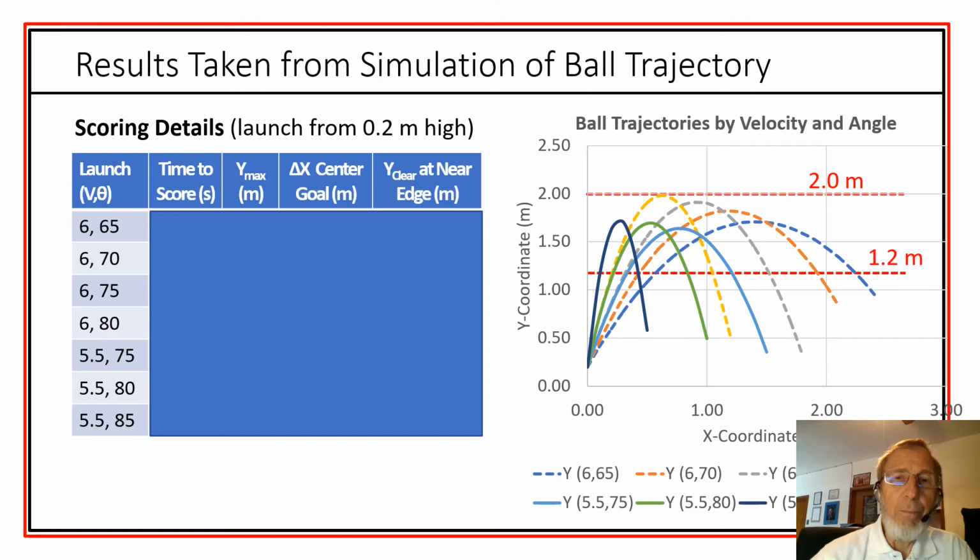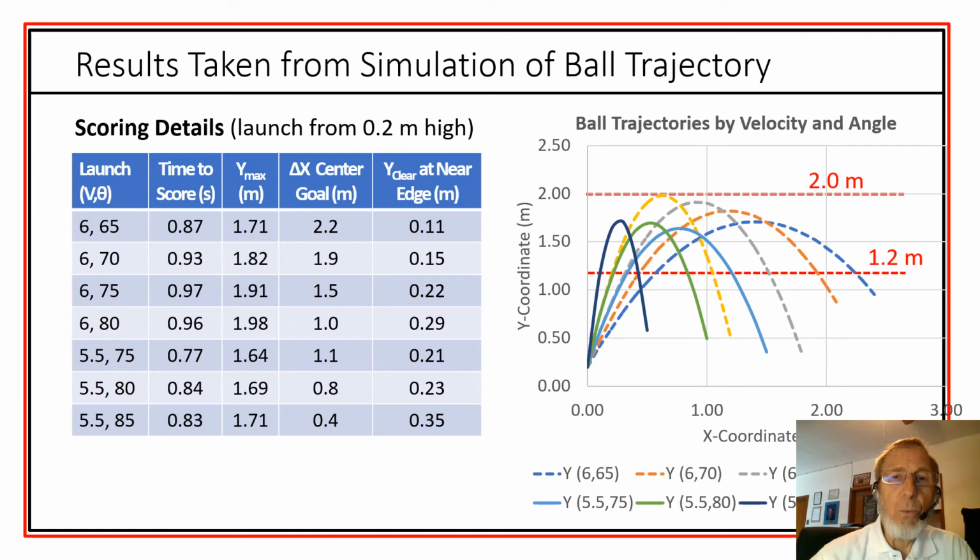How high did it go? How far did it travel horizontally before it reached the center of the goal? And the last column here is how much vertical clearance did the ball have as it went over the near edge of the goal. So with this simulation, we can calculate each of these quantities and get information like this. And then we begin thinking what values are most desirable for the performance of our system.